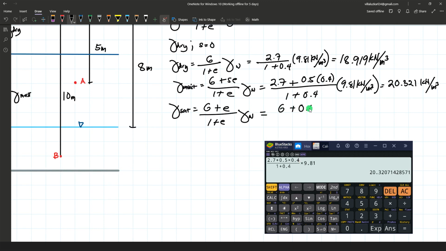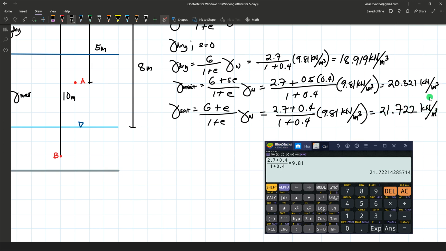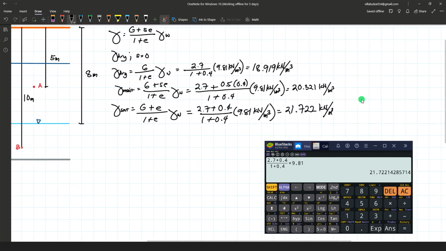Okay, next, for the saturated soil, we have G plus E, so 0.4 over 1 plus 0.4 times 9.81 kilonewtons per cubic meter. Let me replace this by 2.7. So that's 21.722 kilonewtons per cubic meter.